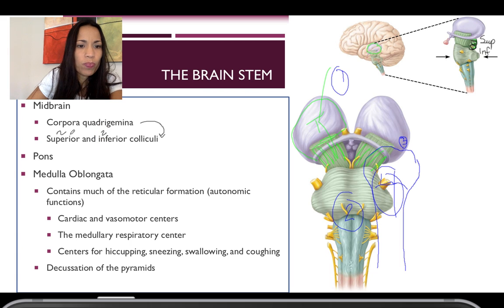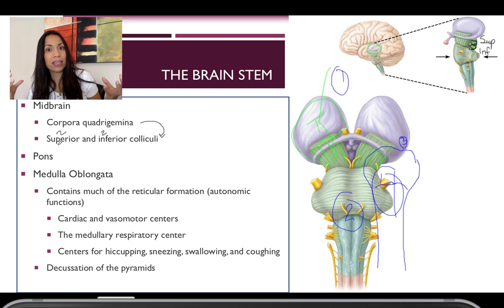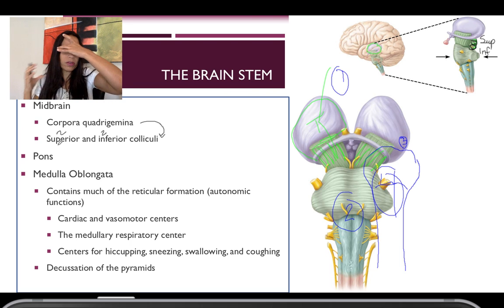What do they do? The four of them are the site where some reflex arcs happen. Those reflex arcs are related strictly with the eyes in the superior colliculi and with the ear in the inferior colliculi. Easy to remember, the eyes are superior to the ears, right? So superior, inferior colliculi. Now, how do they work?